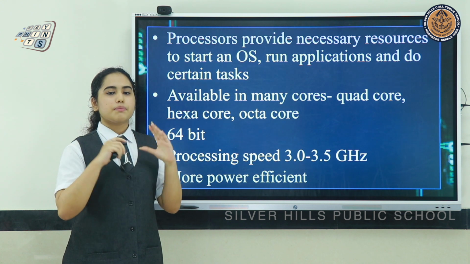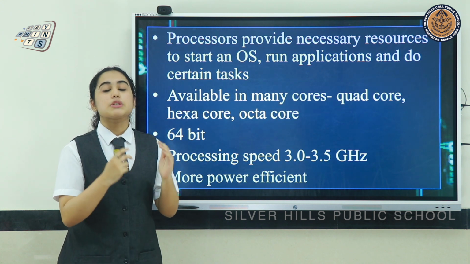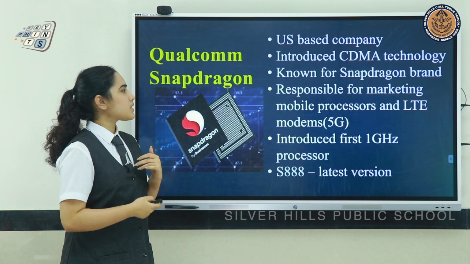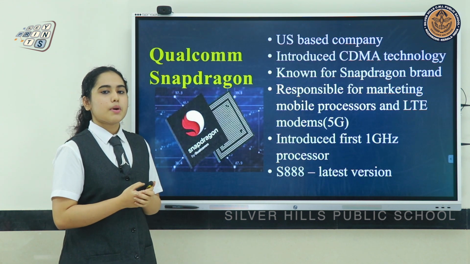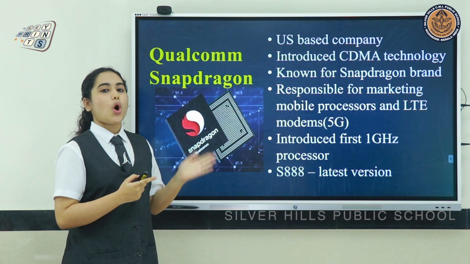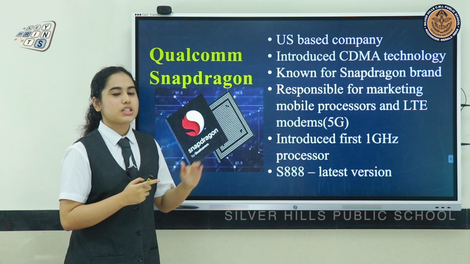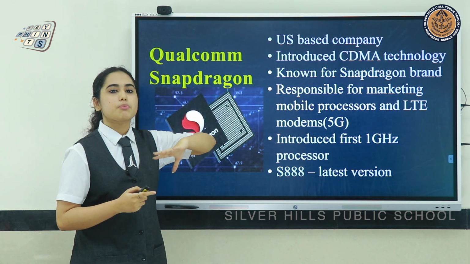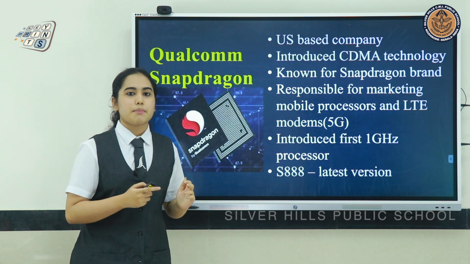Now there are some major companies which market these processors. So we'll look at a few of them. First one is Qualcomm Snapdragon. When did I say about Qualcomm first? When I introduced 2G technology, I said Qualcomm introduced a CDMA technology in the 1990s, right? So Qualcomm came into this mobile market when they introduced a CDMA technology.